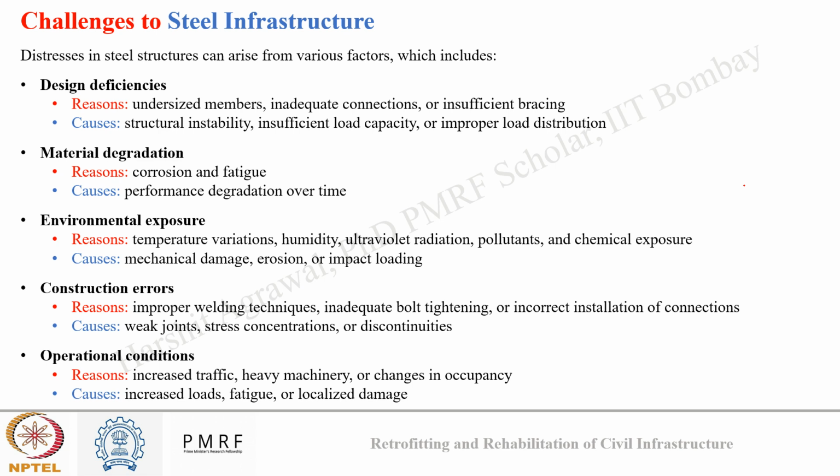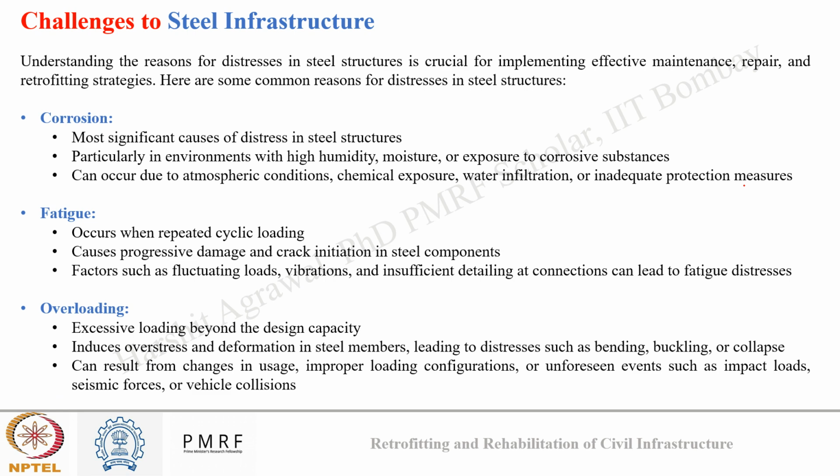Then there can be construction errors due to improper welding technique, inadequate bolt tightening, and incorrect installation of connections, which can lead to weak joints, stress concentration, and discontinuities in the steel infrastructure. And finally, there are operational conditions like increased traffic, heavy machinery, and changes in occupancy. Due to such conditions, there can be increased load, fatigue, and localized damage in the steel structure. So these are various challenges that are offered to a steel structure.